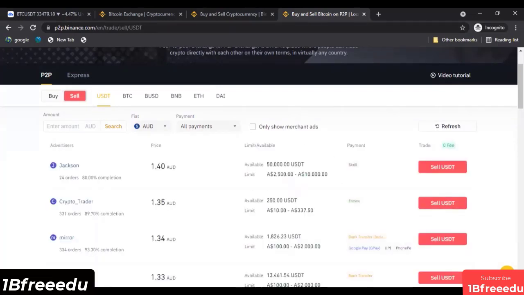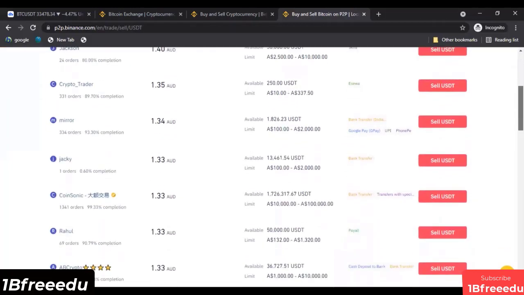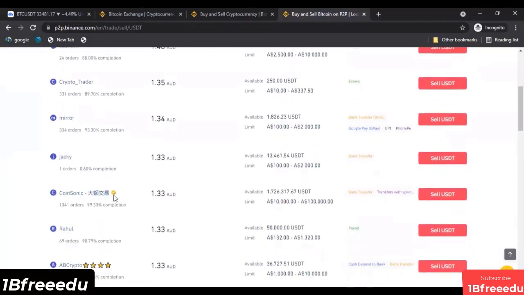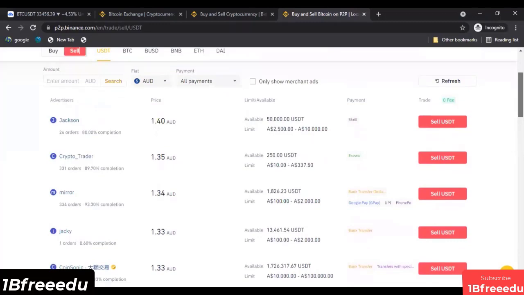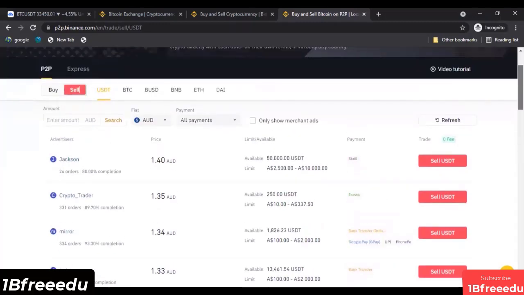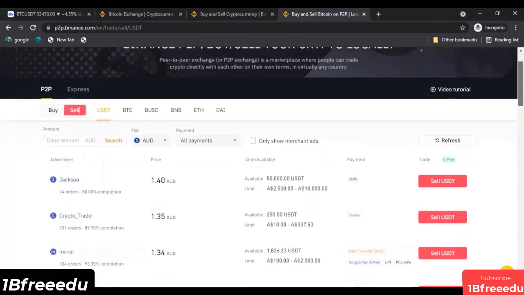So you could easily sell here. And again, the same thing is to follow: sell to anyone who has this stick or who has a very high completion rate, above 95%. This would mean that the person is really honest with his job and you will face no problem. And even if you face a problem, you will have to report.